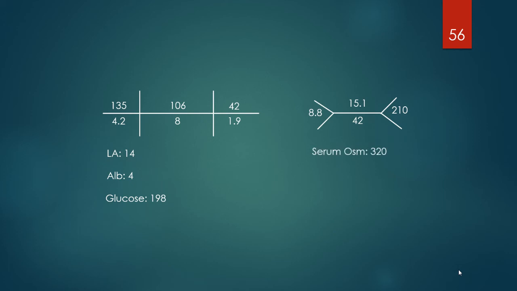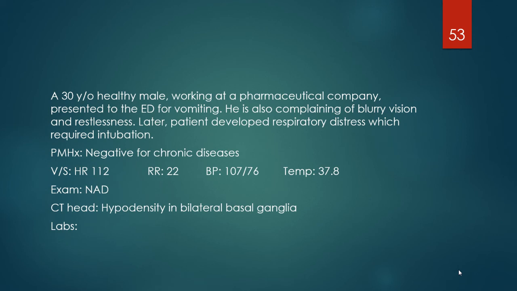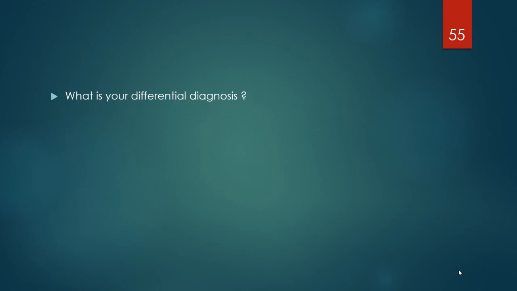Yes, severe acidosis. I need to know the serum osmolality. It was 320 in this case. And if you calculate it, the calculated serum osmolality is 298. So there is a gap. I'll go back to the case. He has blurry vision. I think that's the key. Methanol.